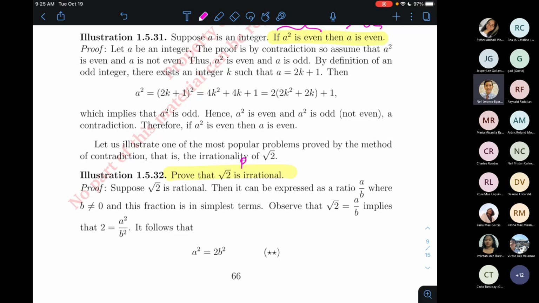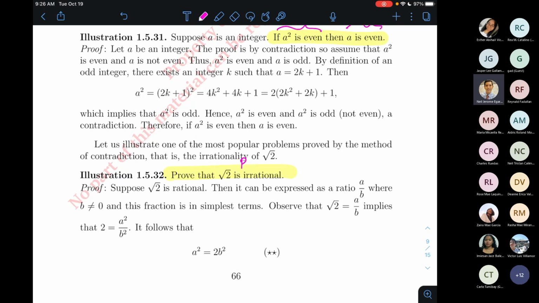Kaya mas maganda na i-try siyang i-prove by contradiction. I-assume natin that P is false. So we'll assume the statement to be proven is false. So i-assume natin na si square root of 2 ay rational. Then we should show that there is a contradiction. Okay? Now, this is a very classic example.